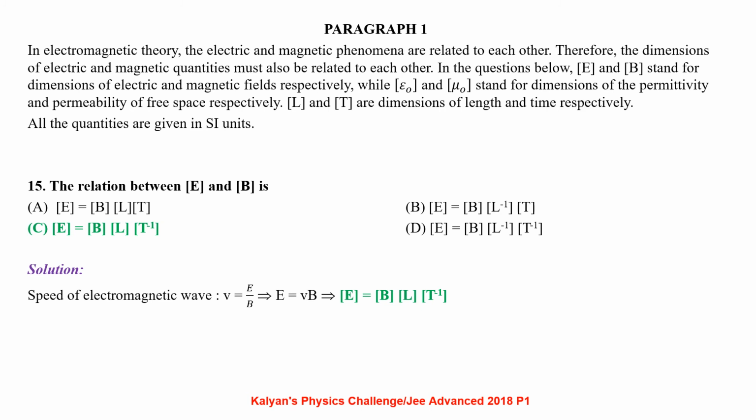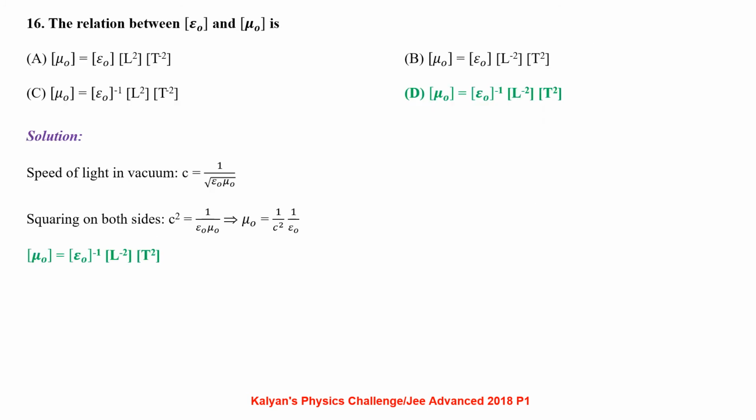The relation between E and B is speed of an electromagnetic wave V equal to E by B, that is E equal to VB, so E equal to B LT power minus 1. The relation between epsilon naught and mu naught is speed of light in vacuum C equal to 1 by root of mu naught epsilon naught. Squaring on both sides, C square equal to 1 by epsilon naught mu naught, which gives mu naught equal to 1 by C square into 1 by epsilon naught. So mu naught equal to epsilon naught power minus 1 L power minus 2 T power 2.